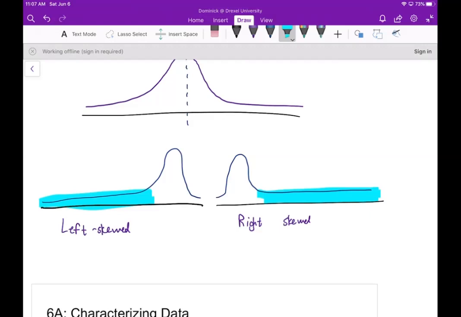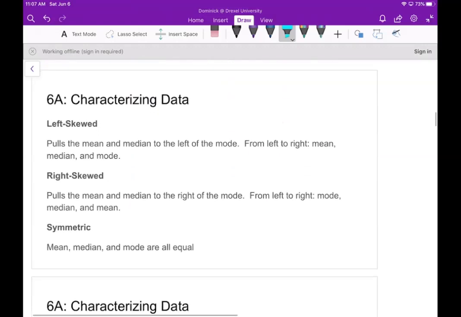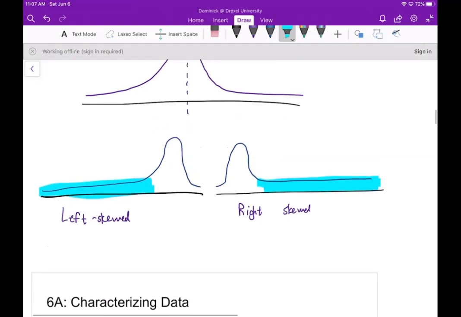Or you could think of it also as the opposite of where the peak is, right? So now what happens to your measures of your averages? Well, if a graph is left skewed, it will pull the mean and the median to the left of the mode, right? So if you go from left to right, you'd have the mean, then the median, and then the mode on a left skewed graph.